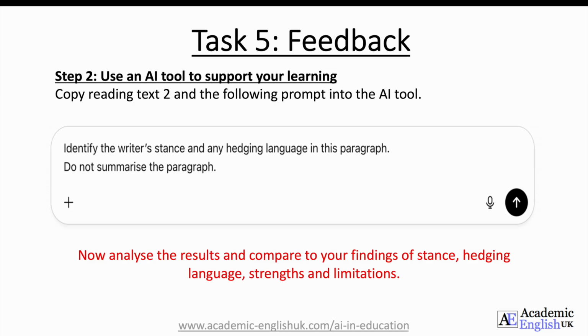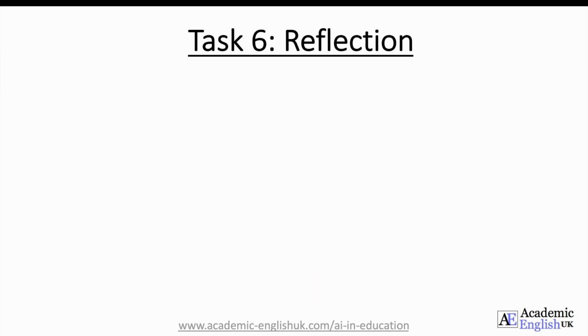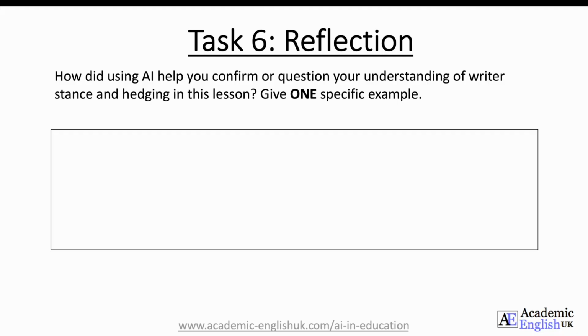Okay, finally we move to task 6, reflection. How did AI help you confirm or question your understanding of writer stance and hedging in this lesson? Give one specific example. Pause the slide and do the activity.